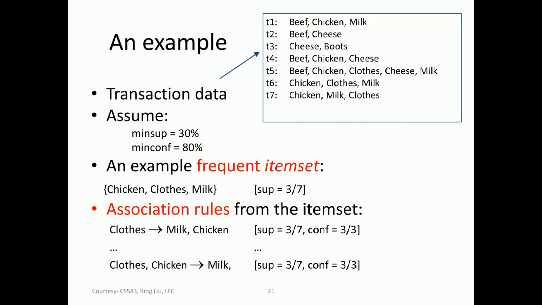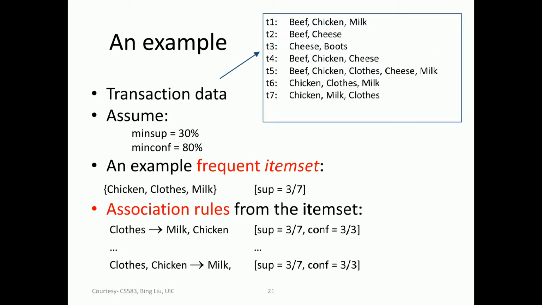So let us consider this particular example. T1, T2, T3, T4, T5, T6, T7, we have 7 transactions having items like beef, chicken, milk, cheese, clothes, boots, and so on. Assume that the minimum support value is 30% and the minimum confidence is 80%. If we consider chicken, clothes, and milk, the support is 3 by 7, because the total number of transactions is 7 and there are 3 transactions having chicken, clothes, and milk. So this is 1, 2, and this is 3.